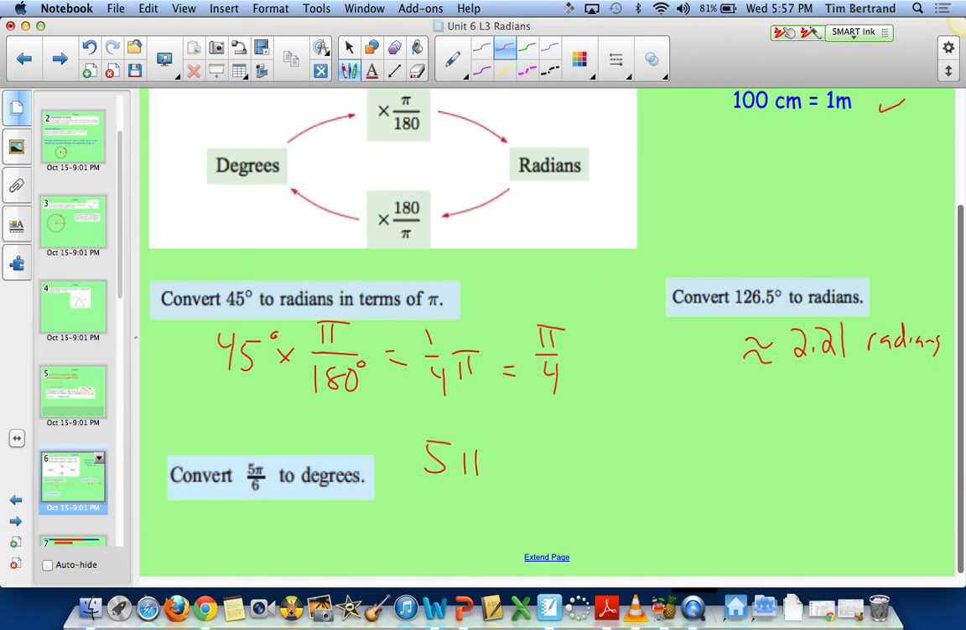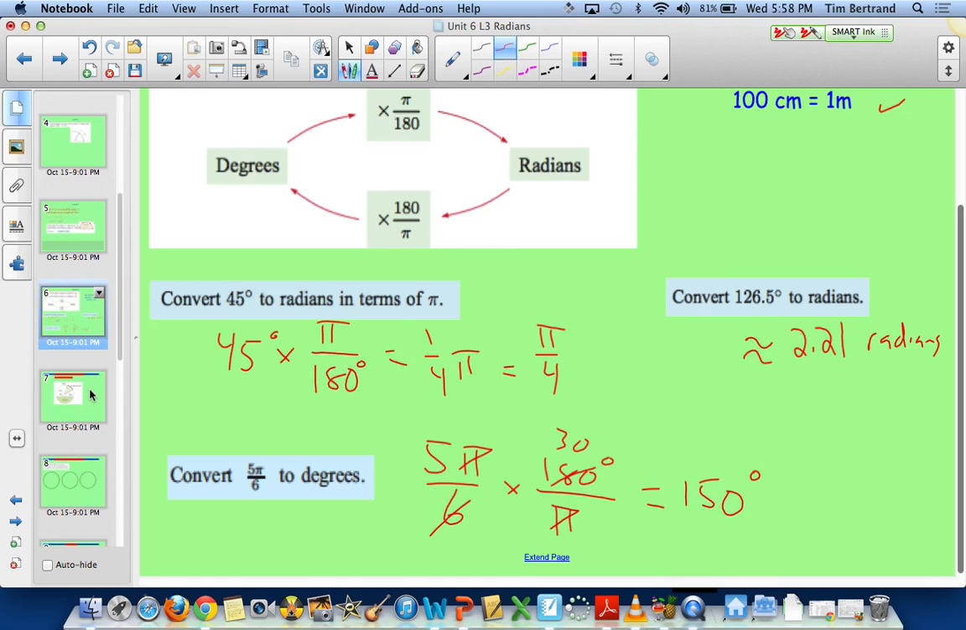We also want to be able to convert from radians to degrees. So in this case, I have 5 pi over 6 radians. I'm going to multiply by 180 degrees over pi radians. And so we get pi divided by pi is 1. 6 goes into 180 30 times, so 5 times 30, I get 150 degrees. You need to be able to convert in either direction.